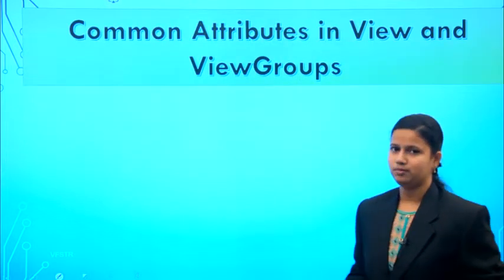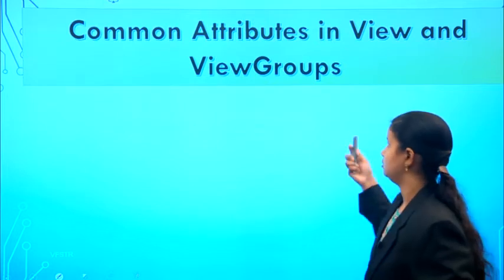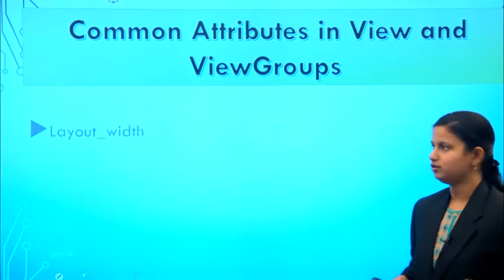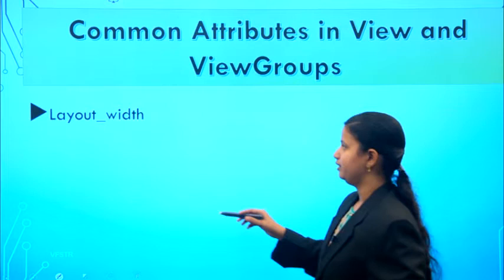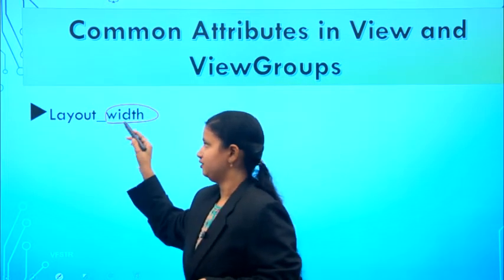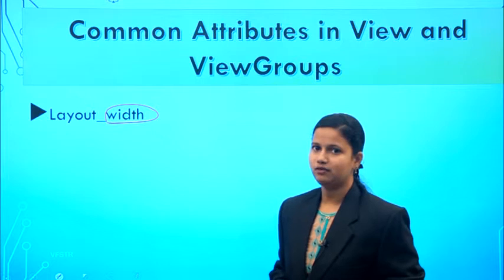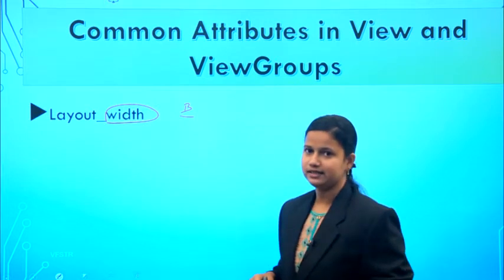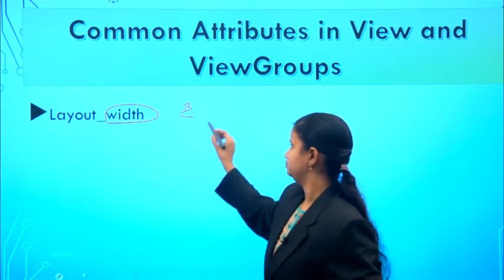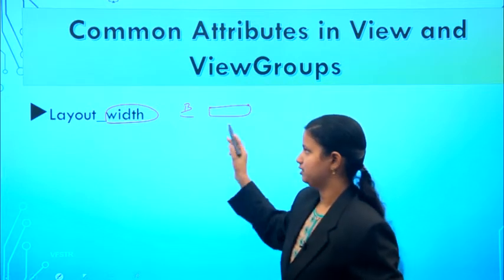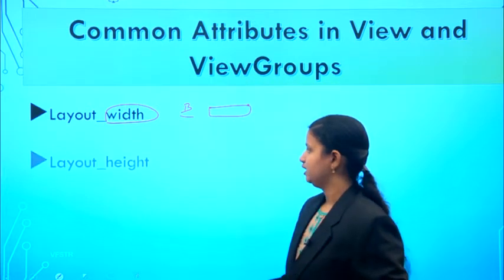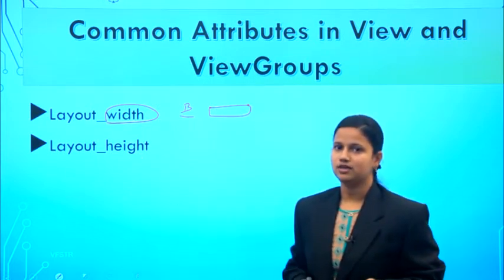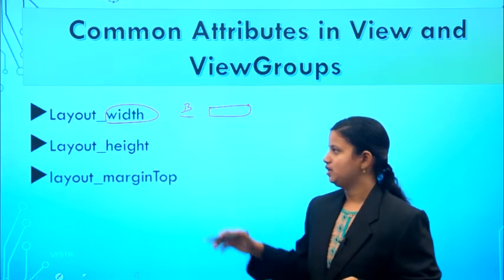So the common attributes in view and view group elements. What are the different attributes introduced? First is layout_width. It specifies the width of the view or view group. What is the width of the button? I am using one of the widget components, a button. What is the width of this button? That width is to be specified by using layout_width, and layout_height specifies the height of the button or the height of the view or view group.